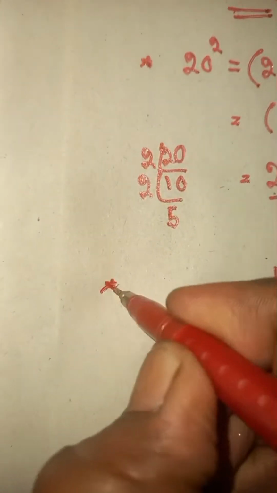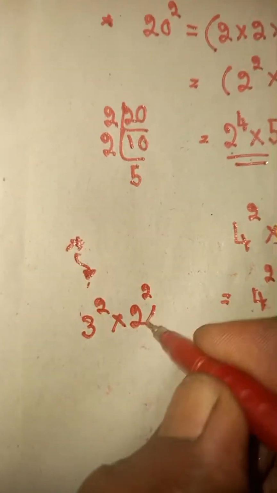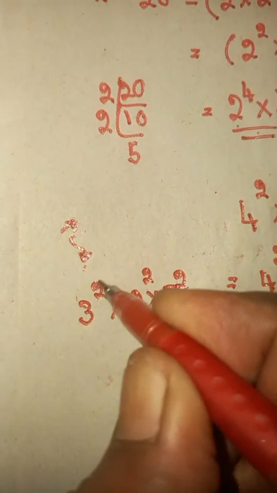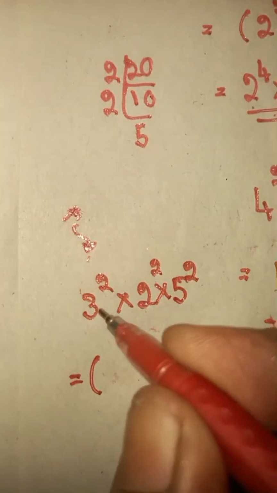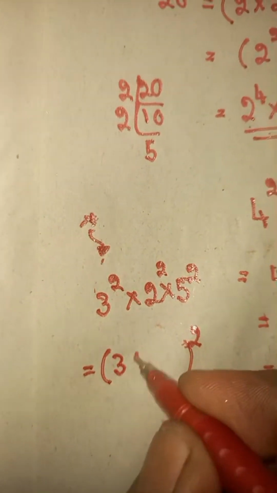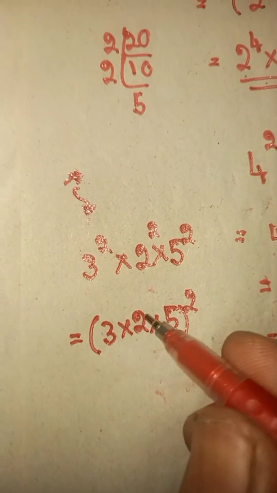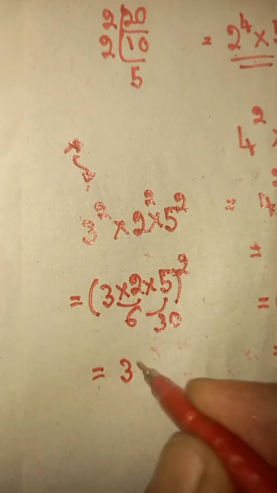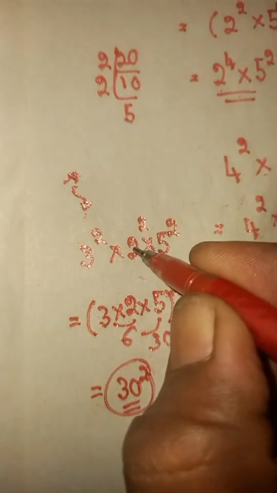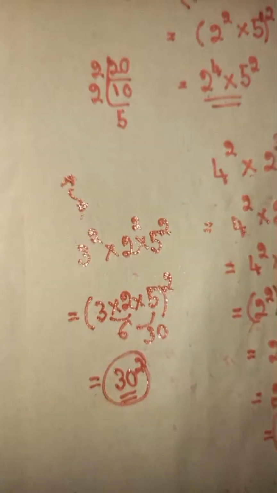Now I am going to tell how to multiply when powers are the same. Here they are giving 3 square times 2 square times 5 square. In all of them the power is 2, so you can take 2 as the common power. Then multiply all of the inside numbers, that is 3 times 2 times 5. 3 times 2 is 6, 6 times 5 is 30. So this becomes 30 square. If they ask you to write in a single number, you can write like this, or if they ask to expand, you can write like this.